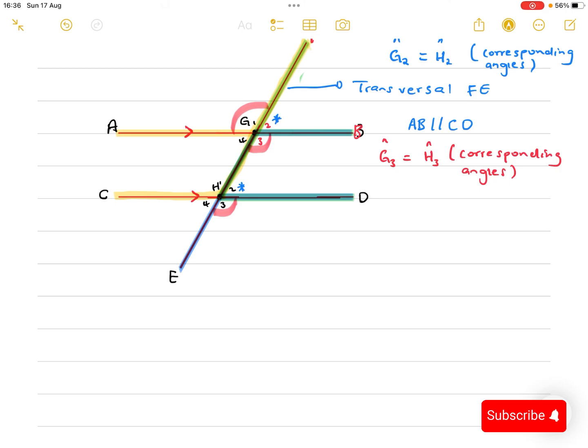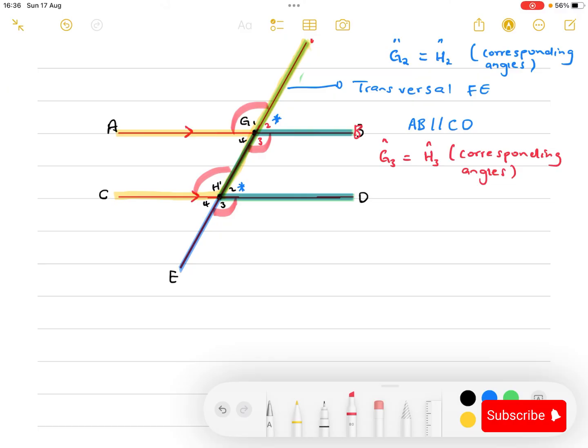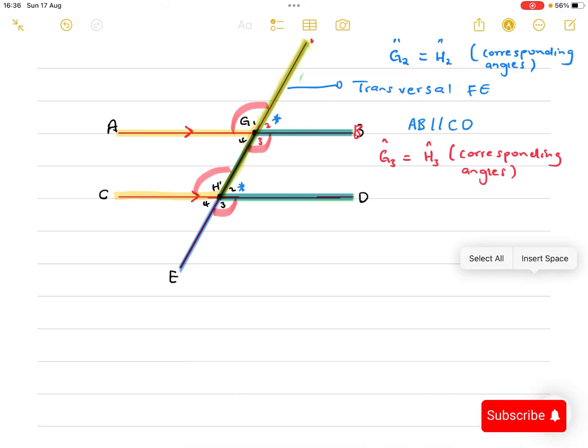This angle, which is G1, is equal to this angle, which is H1 in this case, because these two angles are what? Are alternating. So now I'll be having angle G1 being equal to angle H1. And the reason, not alternating, but corresponding angles.